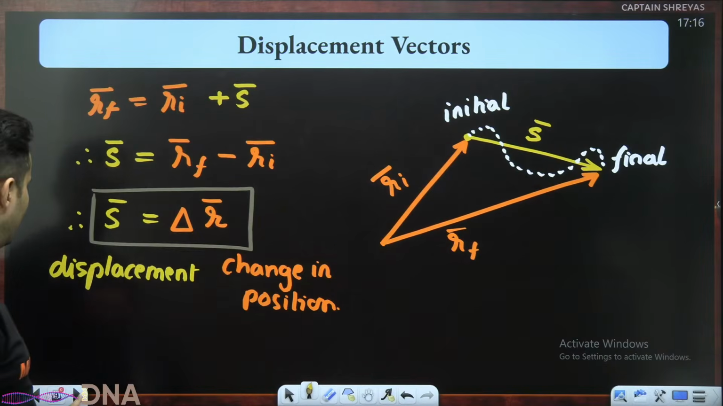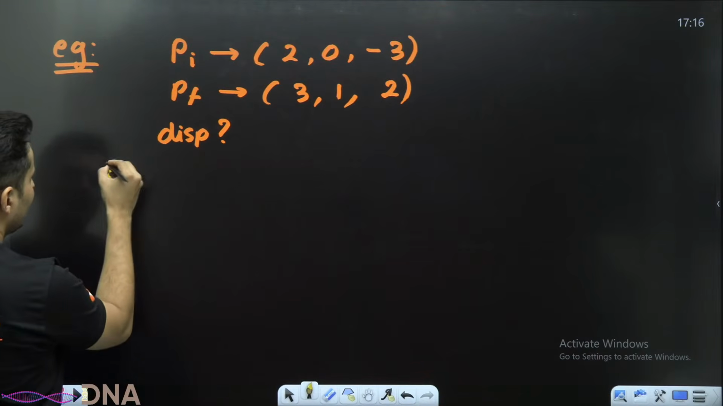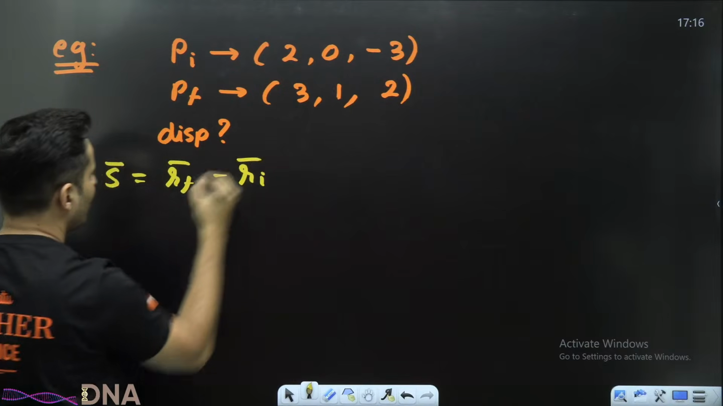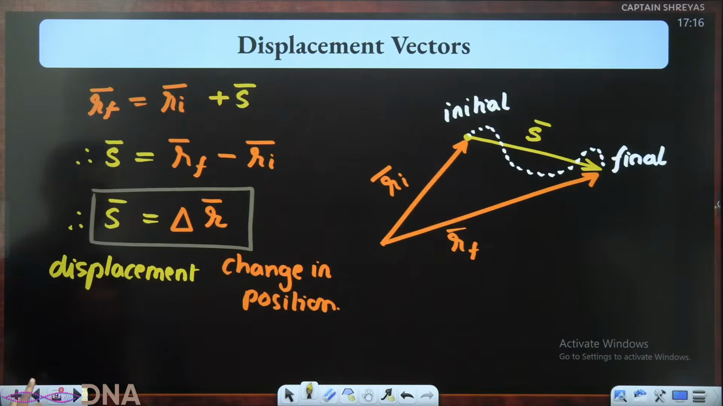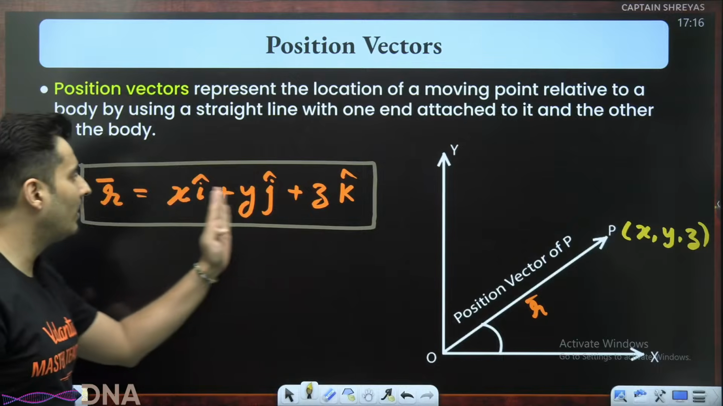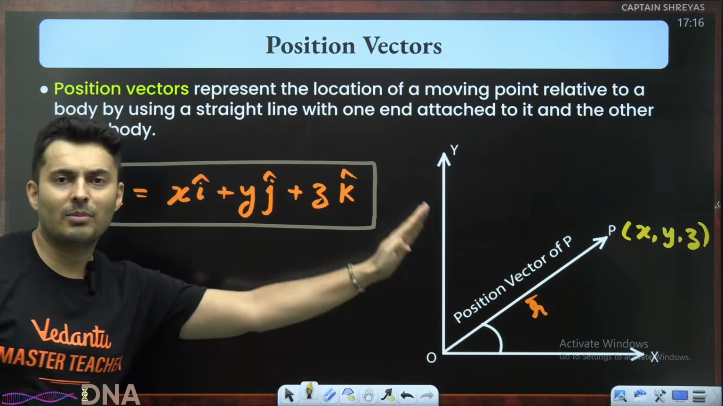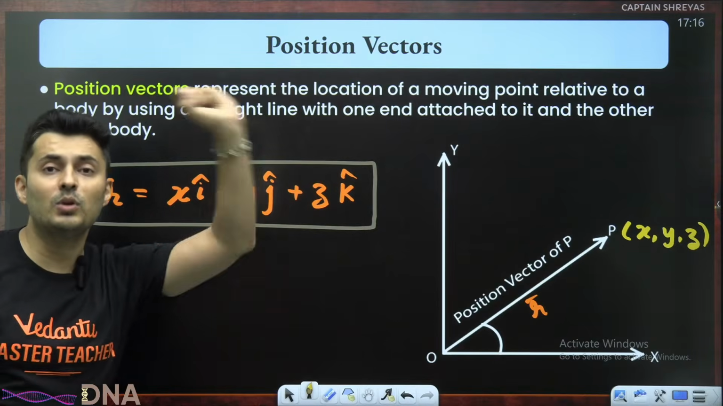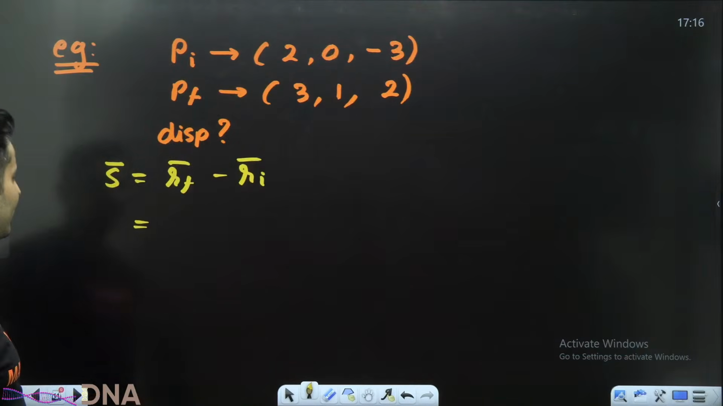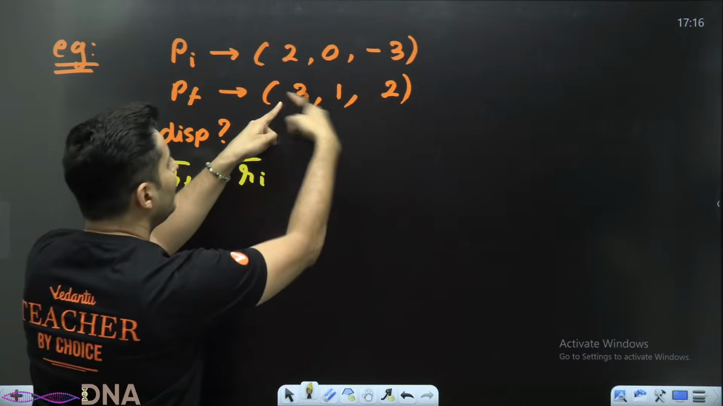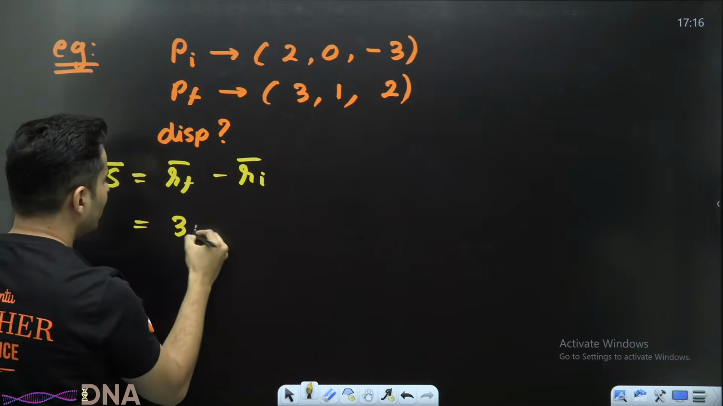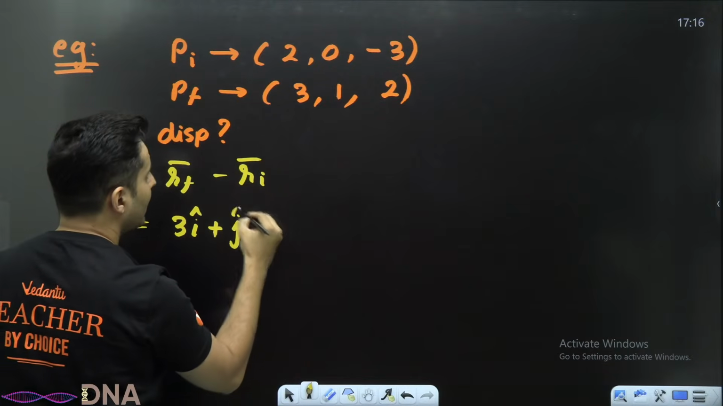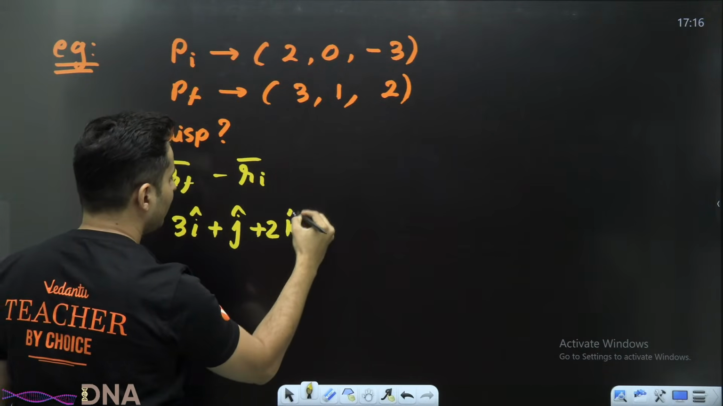By definition, what is displacement? Change of position, right? Displacement is nothing but final minus initial position. If you remember some time back, I had told you position is coordinates i cap, coordinates j cap, coordinate k cap. So you put all the coordinates with the respective unit vectors along the xyz direction. So for final, use these coordinates. Actually, final position is 3 i cap plus 1 j cap plus 2 k cap.